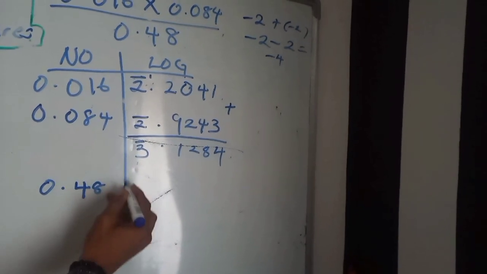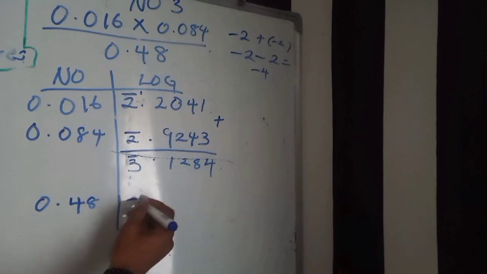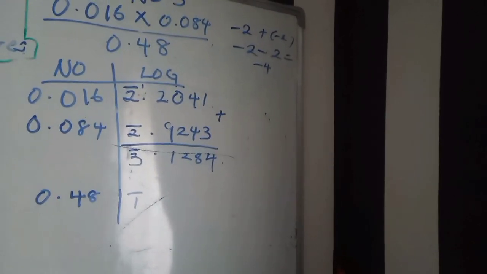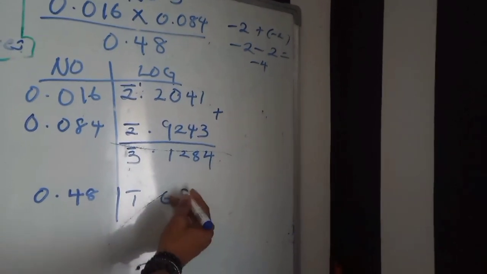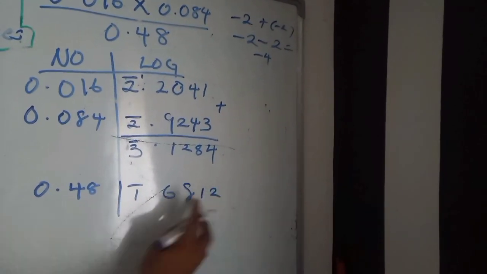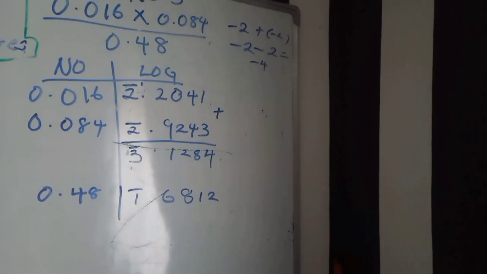0.48. I will find my characteristic, which is bar 1, because there is 1 zero. Now find the logarithm of 48. The logarithm of 48 is 6812. Okay, so that is it.